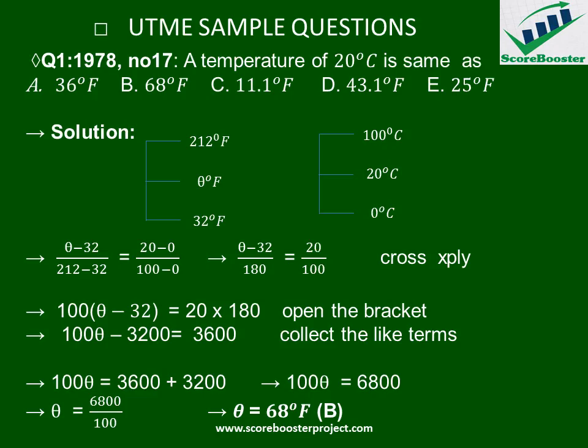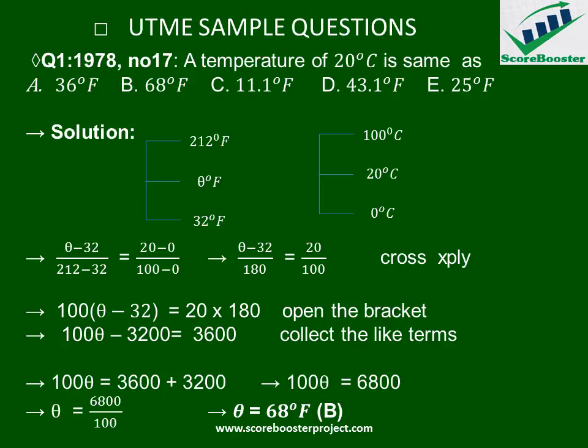Now, having understood the various ways of interconversion of the temperature scale, the next we shall be considering is the UTM sample questions. The first question comes from 1978, number 17, and the question goes thus: a temperature of 20 degrees Celsius is the same as dash.